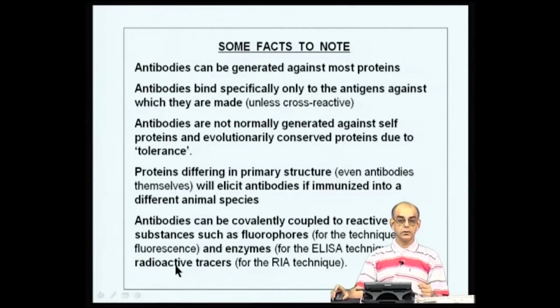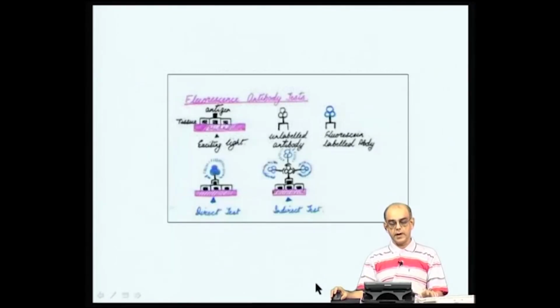They can also be covalently coupled to radioactive chemicals, so that you can use them as radioactive tracers in the technique of radioimmunoassay, which will be covered in later lectures. So, noting these facts about antibodies, going into a little more detail on the fluorescent antibody technique, one can use these antibodies in order to light up certain molecules that are expressed on tissue cells, or for that matter tissue sections.